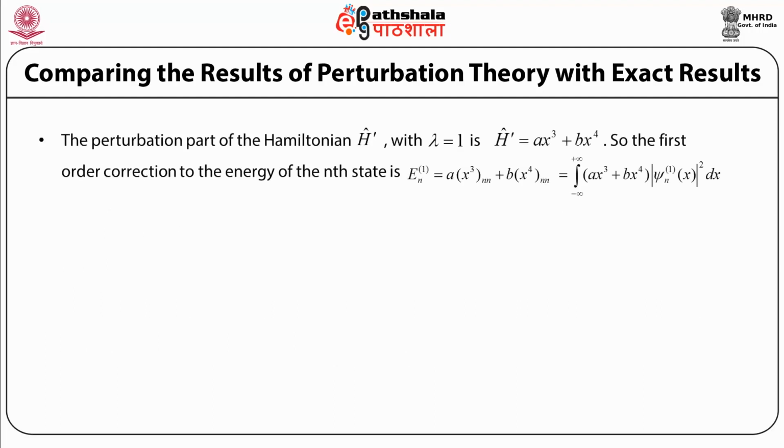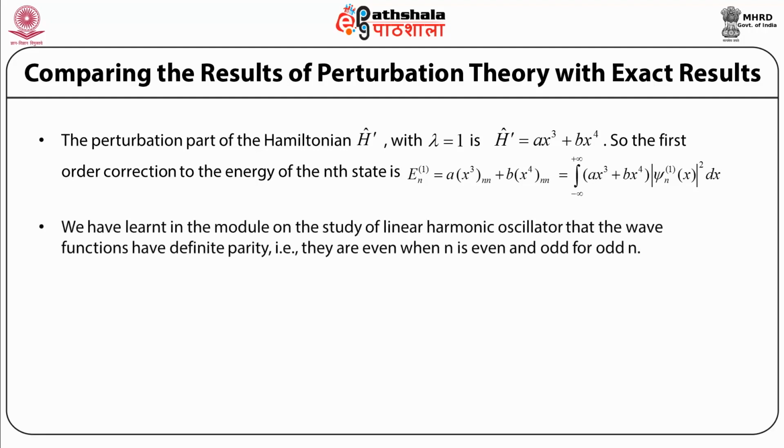The perturbation part of the Hamiltonian, H prime, with lambda equals to 1 is H prime equals a x cube plus b x to the power 4. So the first order correction to the energy of the nth state is E_n^1 equals a into <x cube>_nn plus b into <x to the power 4>_nn, which is again equal to the integration from minus infinity to plus infinity of a x cube plus b x to the power 4 into |psi_n^0(x)| modulus square dx.